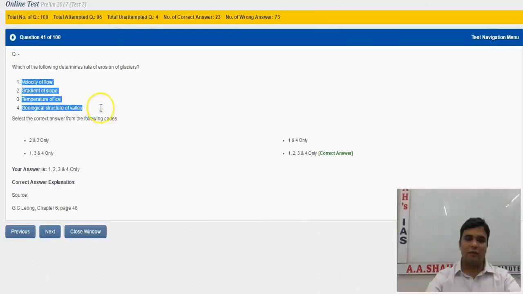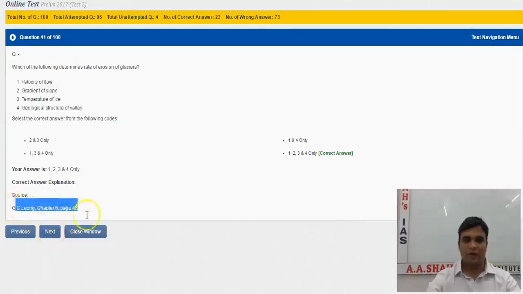I would say that if you know only a little bit about glaciers and their formation, you'd be able to get this answer in a precise manner. We have also given you the source. It's GC Leong, chapter 6, page 48. Go back to revisit that page and revise.